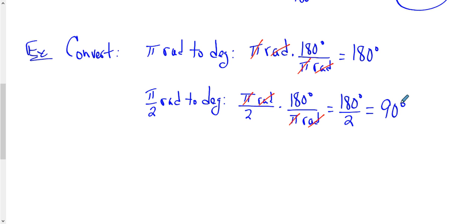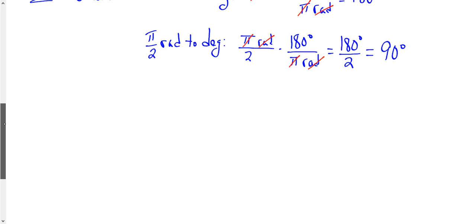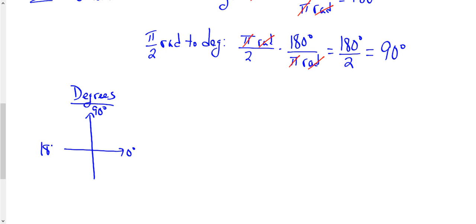Let me draw a quick sketch of the coordinate plane, now that we know some different radian measures, right? So we know in degrees, our coordinate plane, our angles look like this. This is 0 degrees. This is 90, right? And then what do we have? 180 degrees and 270 degrees. Okay. And then back around, we're at 360, right?